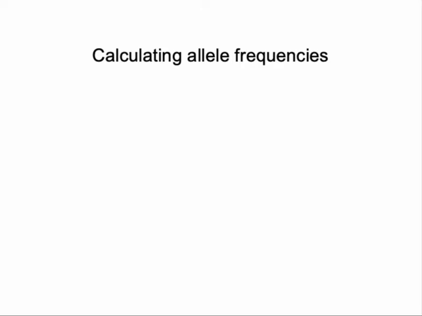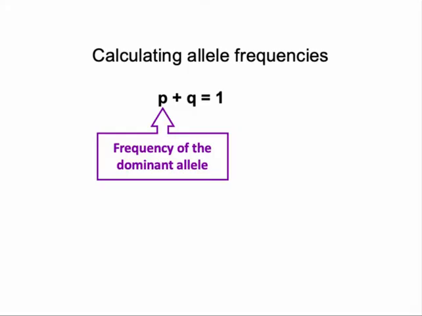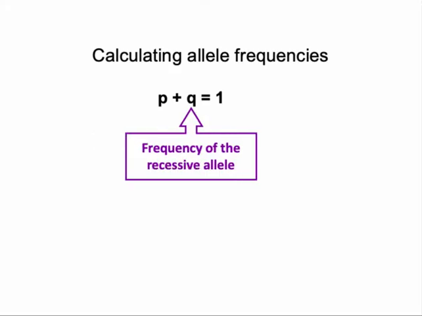Let's see how we can calculate the frequency of alleles. We have this equation from Hardy-Weinberg: p + q = 1, where p is the frequency of the dominant allele and q is the frequency of the recessive allele. If you add how many dominant alleles and how many recessive alleles are in the population, you end up with 1, so all the alleles of the population equal 100%.